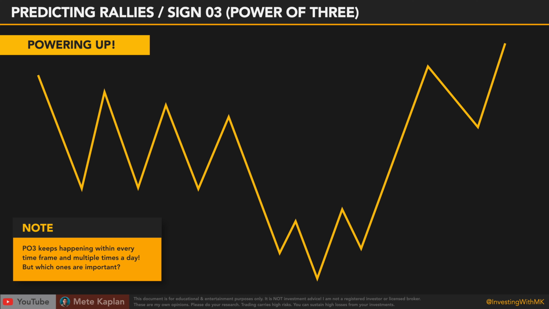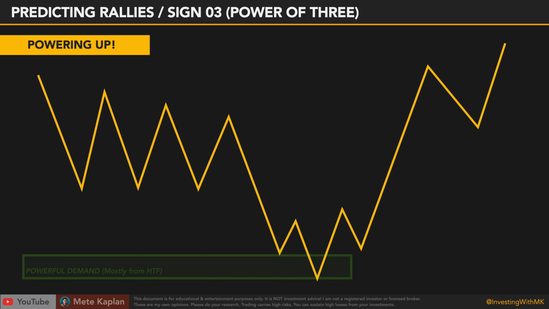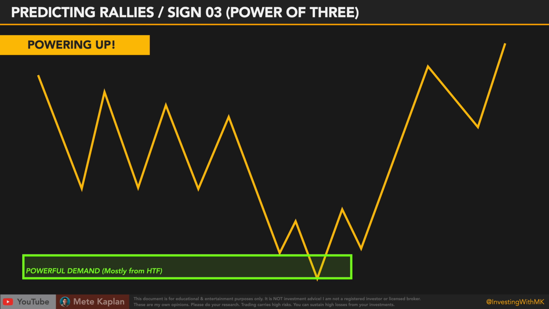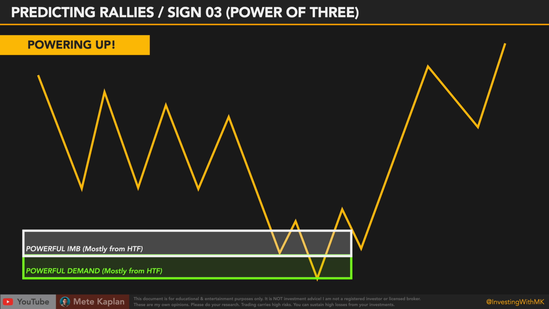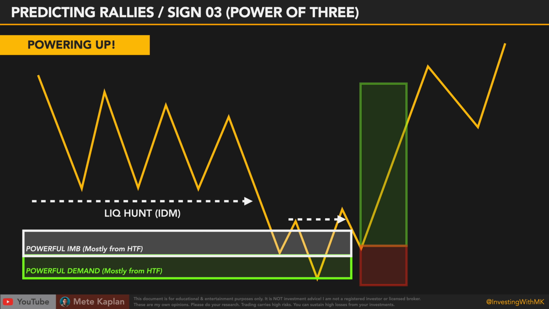Now, I can find the power of 3 in every chart with every single time frame. It happens millions of times a day. We need only the important ones which are at significant key structures. What are these? Powerful demand and supply areas such as order blocks, breaker blocks, mitigation blocks, large imbalances, or important liquidity hunts. This is how we determine our entries.